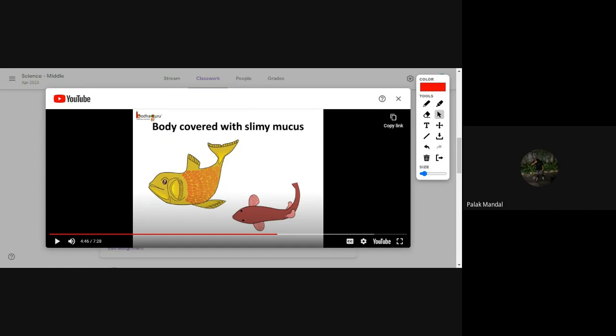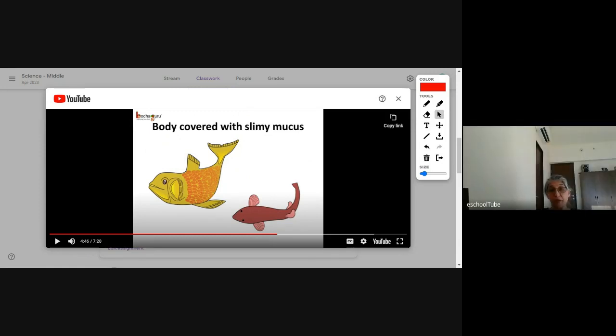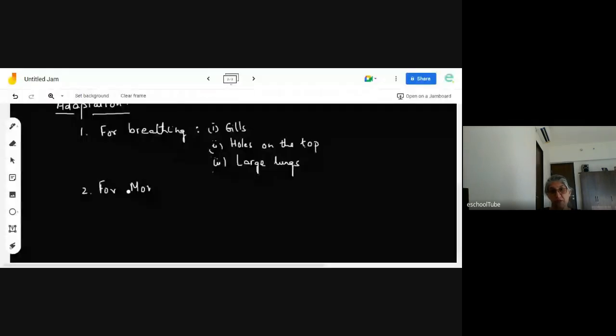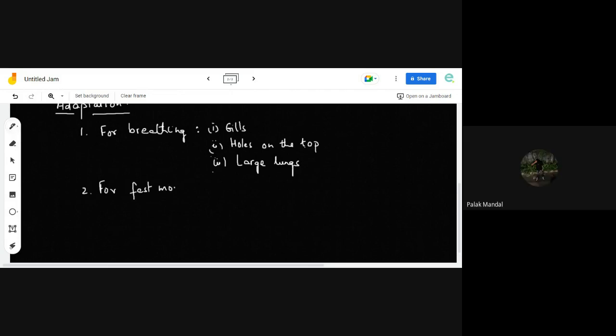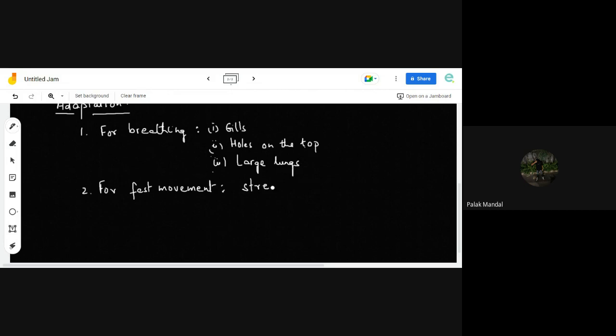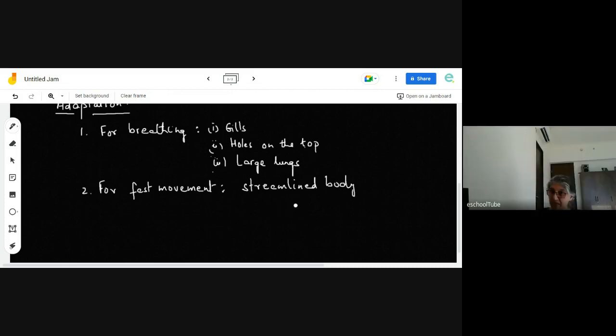For the second adaptation, fish and octopus for fast movement. What is the adaptation for that? Streamlined body, which is round from the front and narrow from the back. So we have something like this.